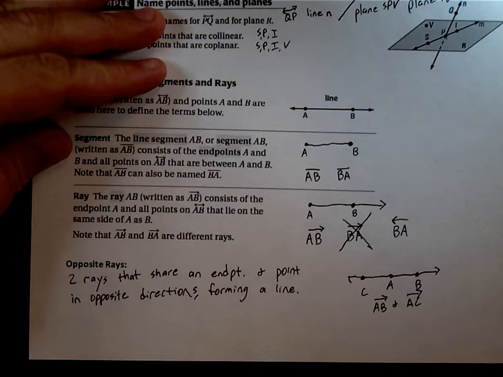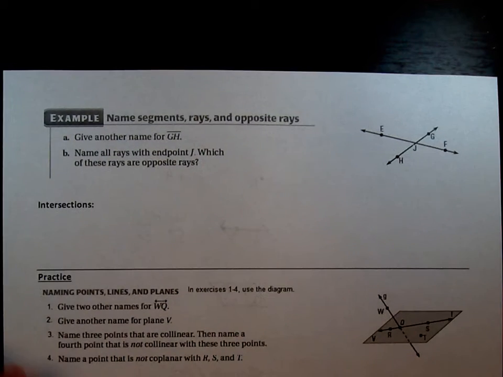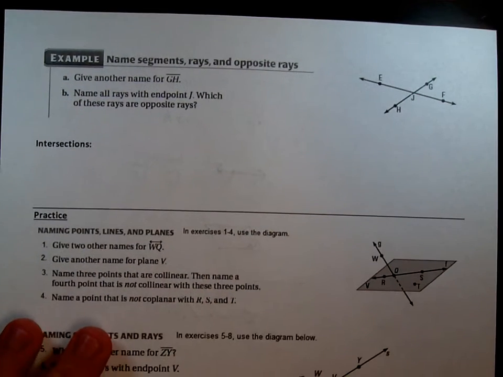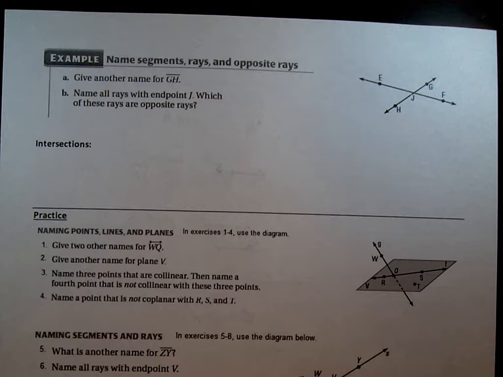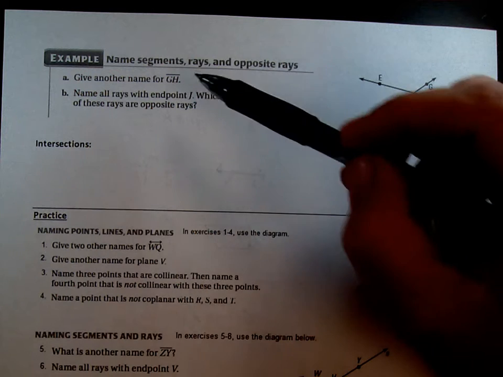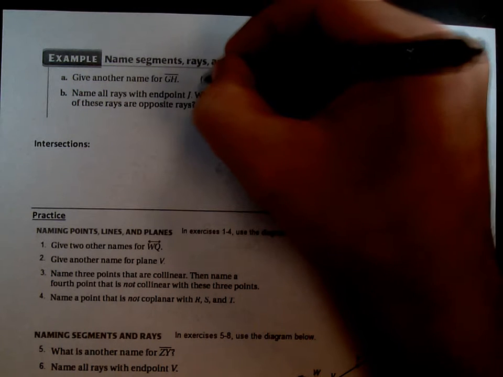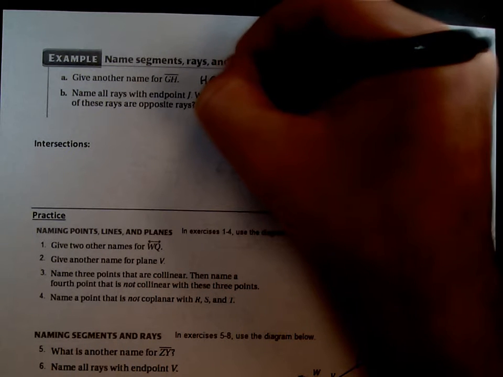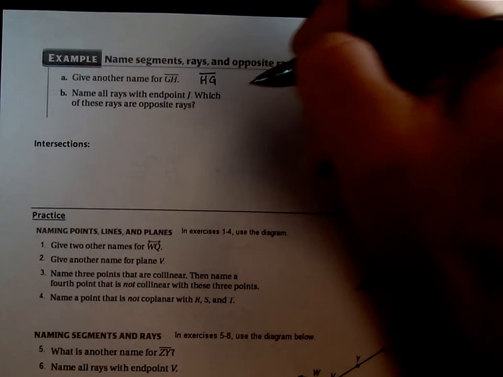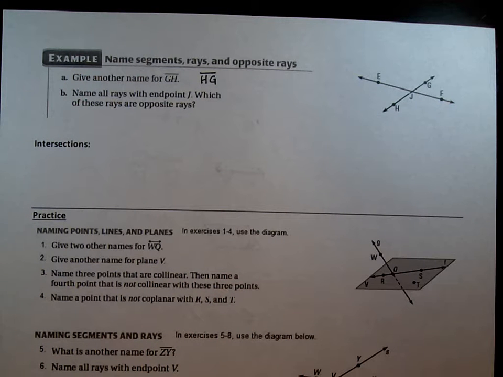Okay, we'll go ahead and switch to the back page now. All right, it starts off with another example. Example A, give another name for segment GH. A segment has two endpoints, and the endpoints are G and H. We have to use those endpoints when we name them. There are no other letters we could use. We just have to switch the order. So segment HG would be the answer to A.